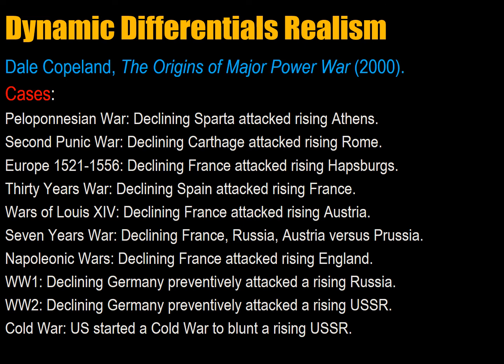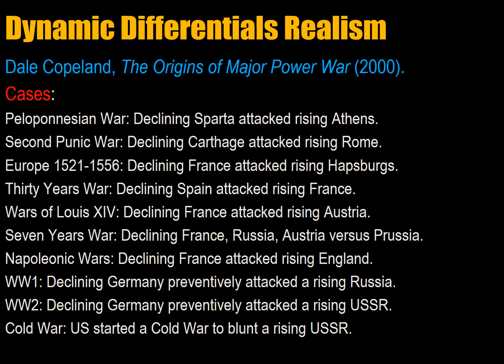In the 30 Years' War, you had a declining Spain attacking a rising France, mostly in Belgium. In the wars of Louis XIV, you had a declining France attacking a rising Austria. In the 7 Years' War, you had a declining France, Russia, and Austria against the newly emergent state, Prussia. In the Napoleonic Wars, you had a declining France attacking a rising England. And one of the common arguments I see repeatedly is that whether or not you had a French Revolution, France was going to attack anyway.